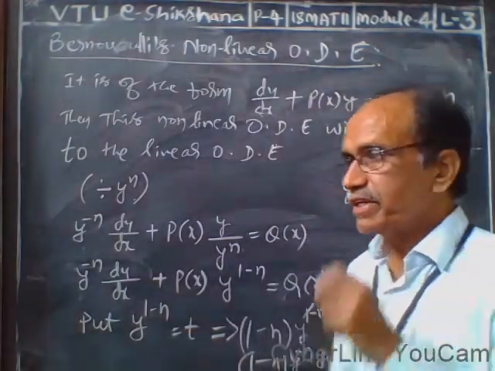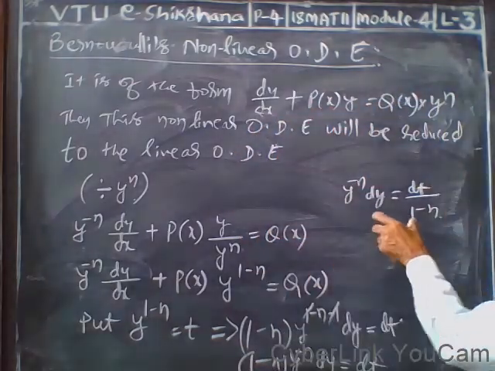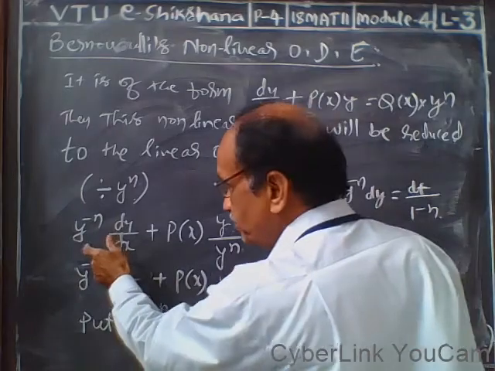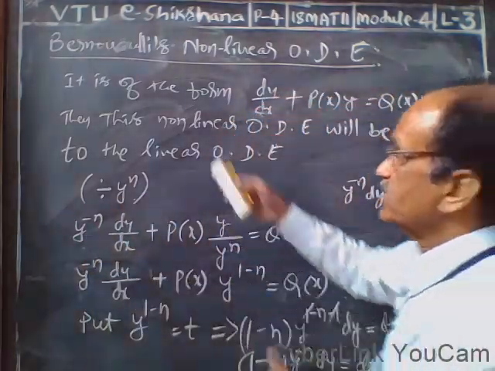That means the dependent variable and its derivative, when you have taken this differentiation, are to be replaced along with the product, along with the coefficient of this, that is y to the power minus n.